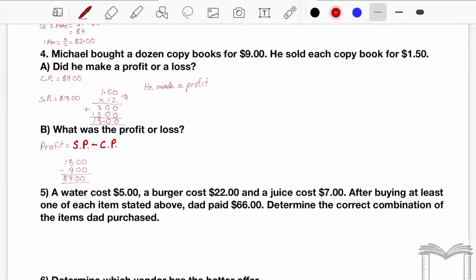Number 5. A water cost $5, a burger cost $22, and a juice cost $7. After buying at least one of each item stated above, Dad paid $66. Determine the correct combination of the items Dad purchased.